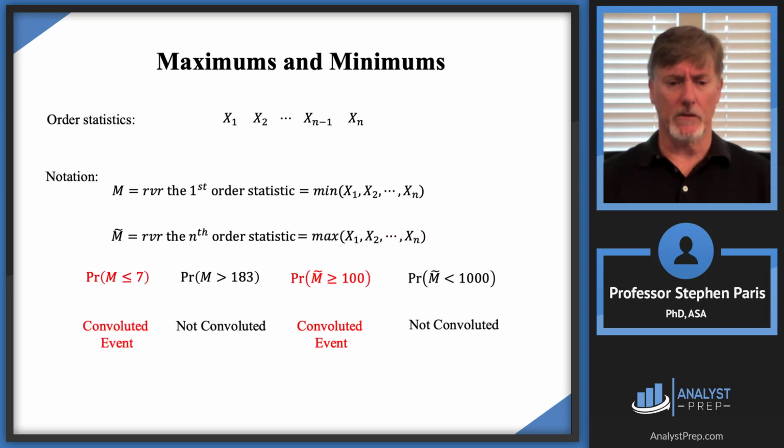Okay, so this is the summary of this last discussion that we've had. The probabilities in red are probabilities associated to convoluted events.